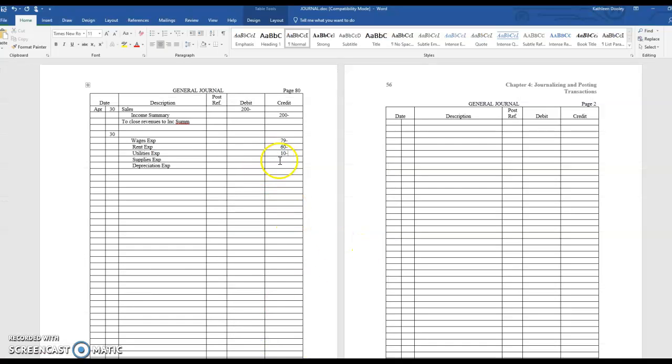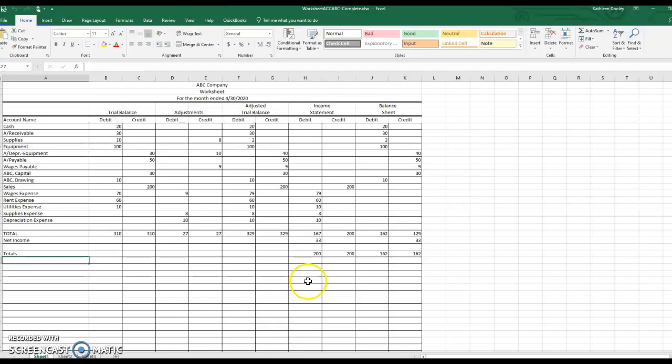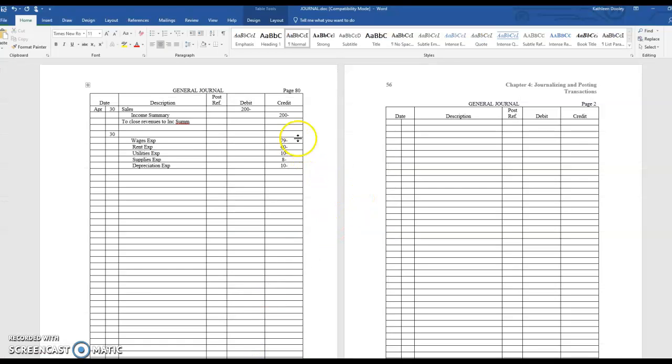Okay, so 10 for utilities, 8 for supplies, and 10 for depreciation. So we can double check that. 79, 60, 10, 8, 10. Okay, so that's good. And we need a debit.